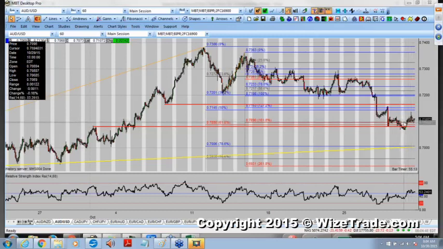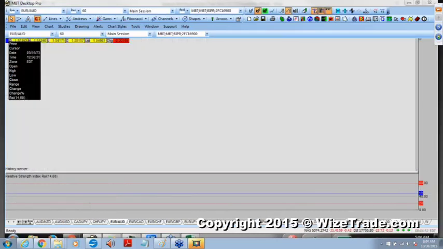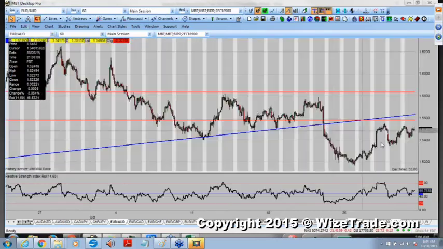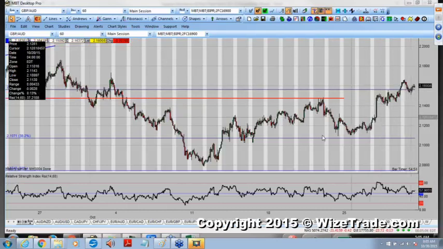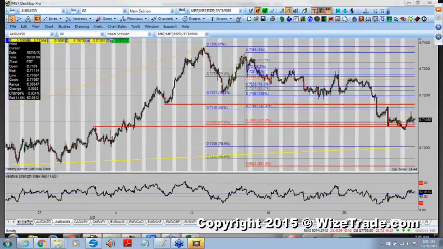Now they don't move tick for tick, obviously, but really the Aussie is underperforming because you can see it in the Euro Aussie, which has been creeping higher. Pound Aussie, okay, you can see that's been creeping higher too. And Aussie New Zealand's come down. So the Aussie dollar is really looking not so hot, in my opinion.